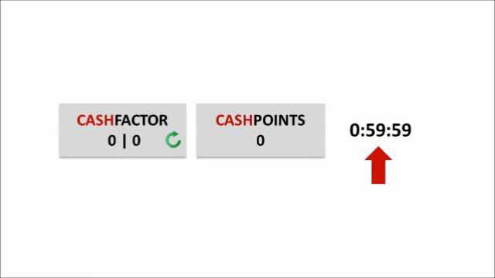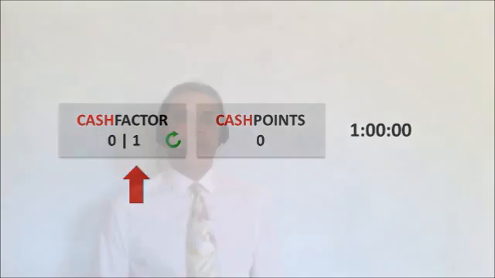Each time the counter reaches a full 60 minutes, your cash factor will go up by 1. As long as you have the Perfect app opened on your desktop, the counter will run. When you minimize or close the Perfect app, or after 1 hour of inactivity, the counter will stop automatically.